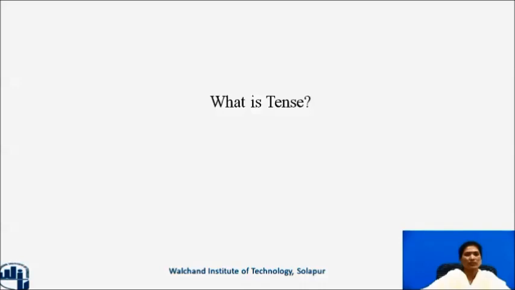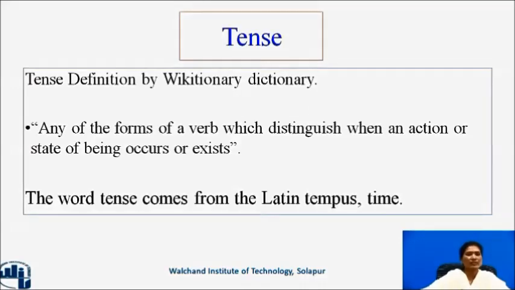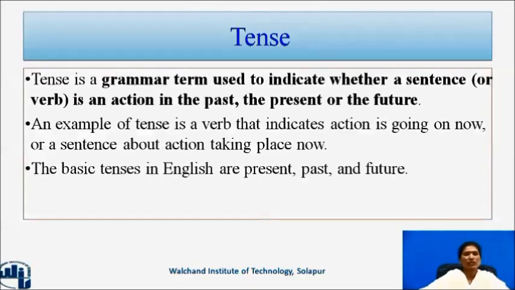Let us pause and think over what is tense. I think you have given an answer to this question. So tense is any form of a verb to distinguish when an action or state of being occurs or exists. The word tense comes from the Latin tempus, time. Tense is a grammar term used to indicate whether a sentence or verb is an action in the past, the present or the future. An example of tense is a verb that indicates action is going on now, or a sentence about action taking place now.